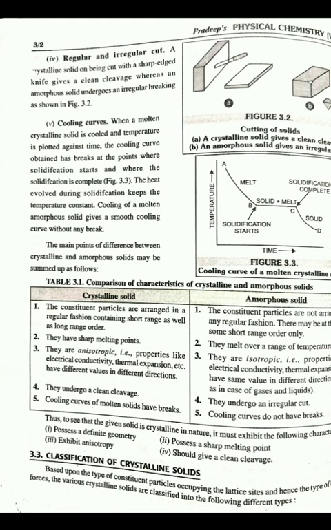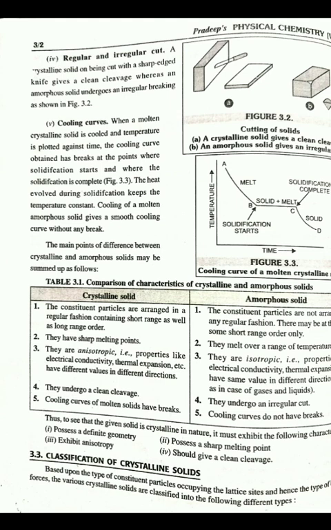Fifth, cooling curves. When a molten crystalline solid is cooled and temperature is plotted against time, the cooling curve obtained has breaks at the points where solidification starts and where the solidification is complete. The heat evolved during solidification keeps the temperature constant. Cooling of a molten amorphous solid gives a smooth cooling curve without any break. The main points of difference between crystalline and amorphous solids may be summed up as follows. Table 3.1: Comparison of characteristics of crystalline and amorphous solids.